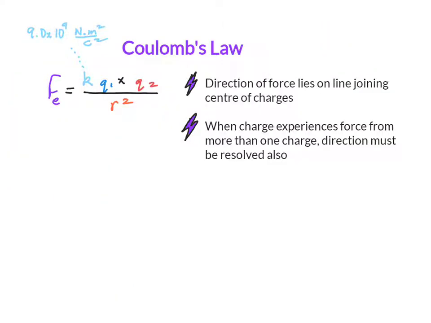So Coulomb's law. We've talked about how it is k Q1 Q2 over r squared, k being a proportionality constant with a value of 9.0 by 10 to the 9, a very, very large number. There's two things to bear in mind when we talk about Coulomb's law. Number one, the direction of force lies on the line joining the center of charges. And number two, when a charge experiences force from more than one charge, direction must be resolved also.